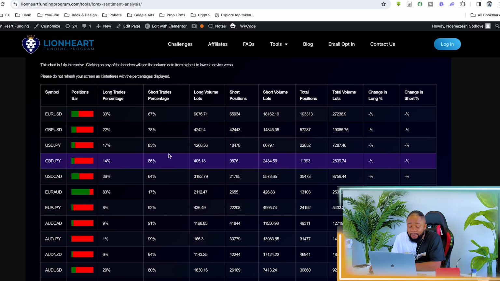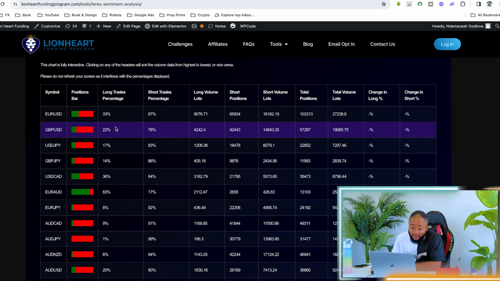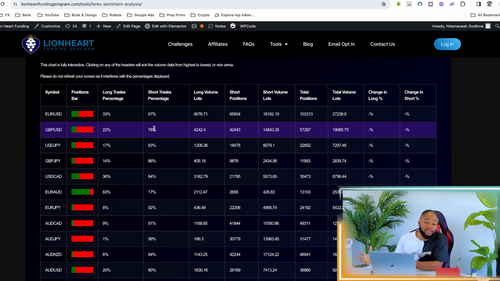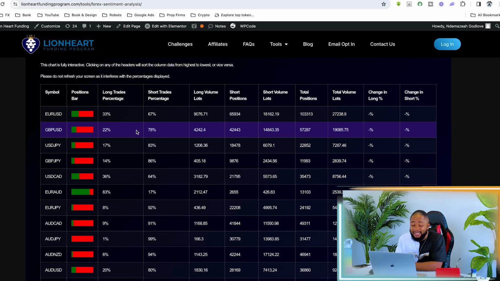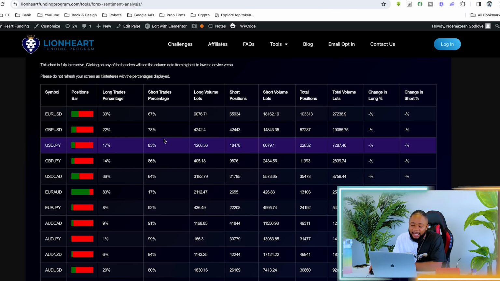Because remember, on Great Britain Pound USD, we are buying as we speak, because our analysis told us that we should be buying, even though the majority of the people are selling. That's why the majority of people never make money in Forex trading. And remember, this also takes data from traders in Lionheart funding program. All right, that's something you guys don't know. This also takes data from traders who are trading with this platform. So with Lionheart funding program, the majority of their traders are selling and just about 22% are actually buying.